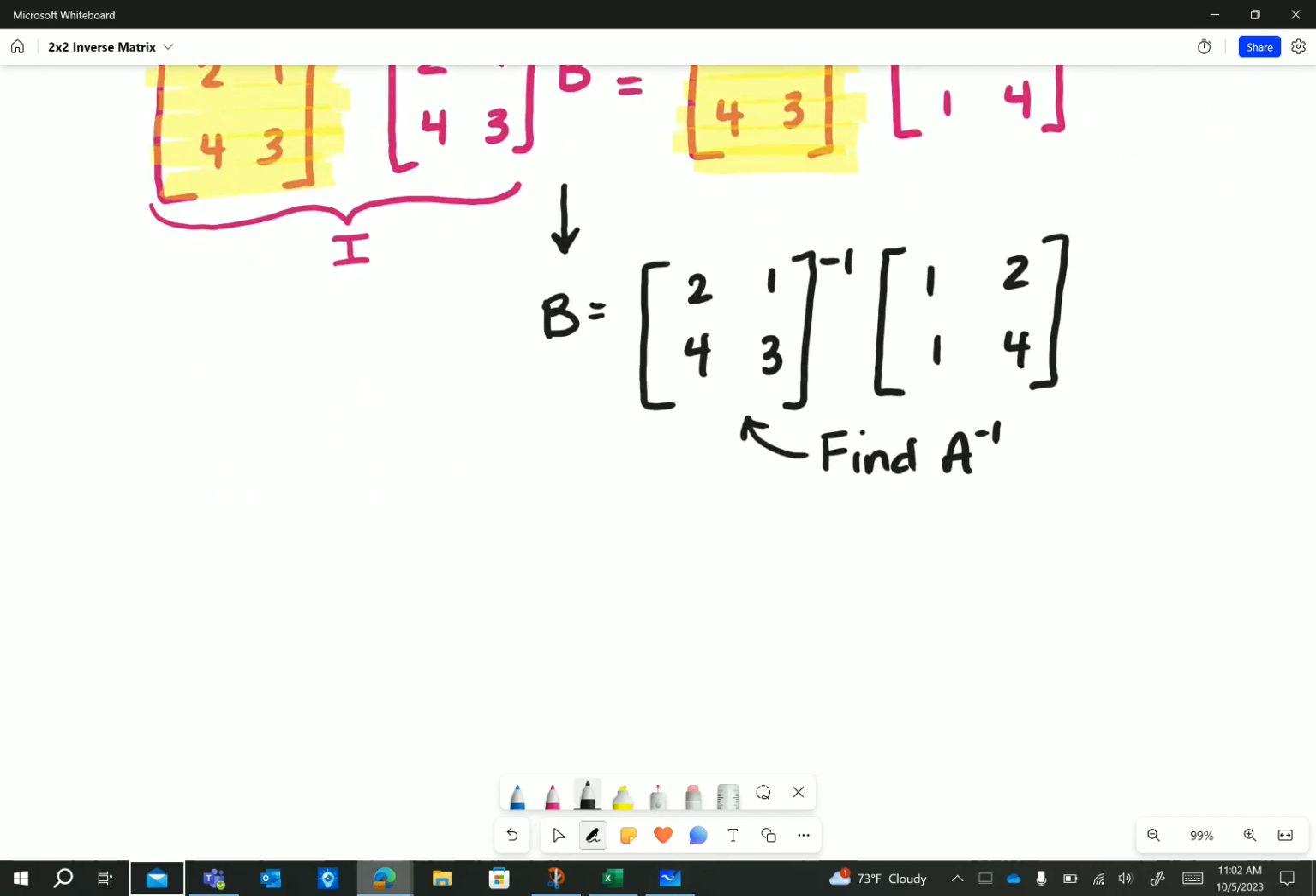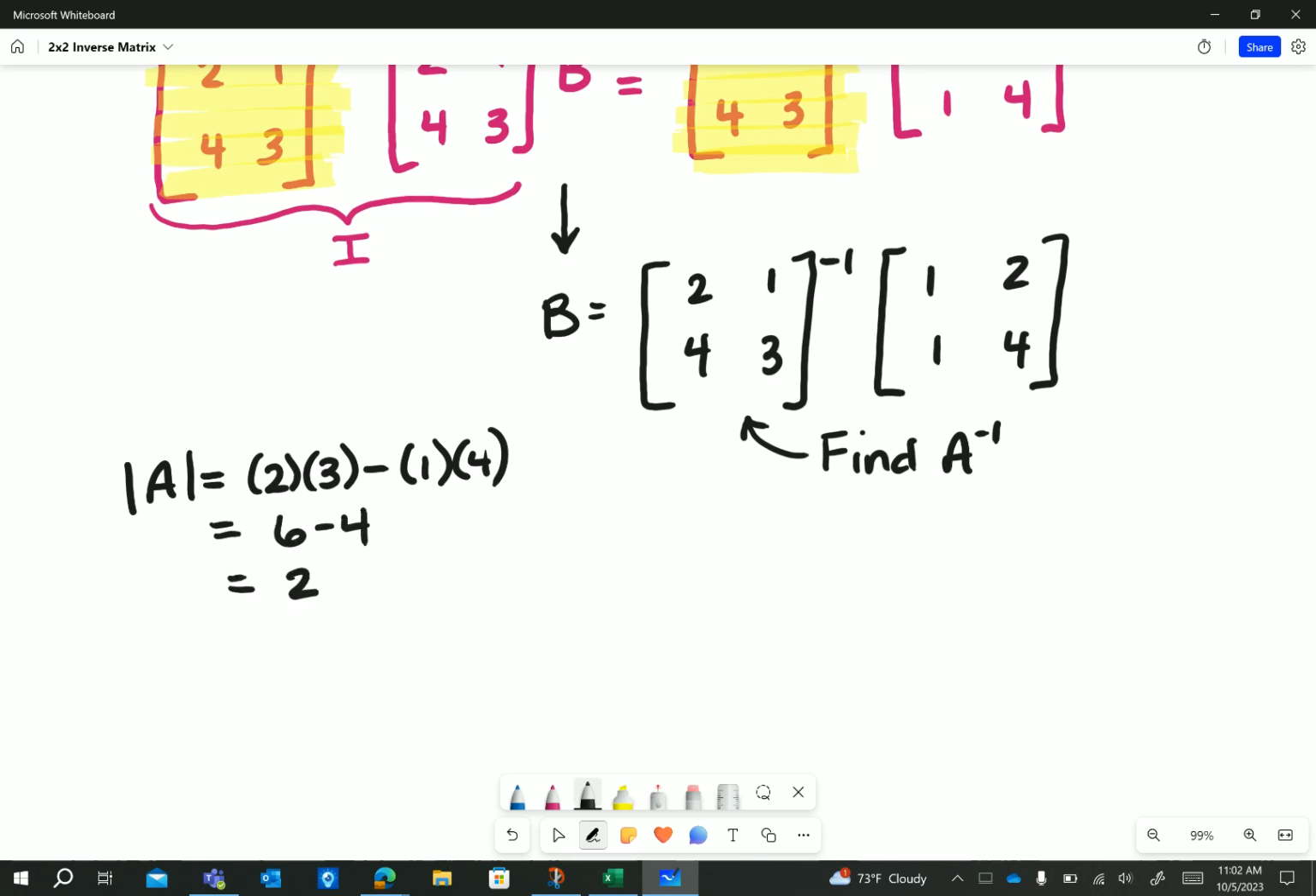So first thing I need to do is find the determinant. The determinant of A is going to be 2 times 3 minus 1 times 4, which is 6 minus 4, which is 2. So determinant A is 2. And now my A inverse, which is what I'm looking for, is going to be 1 over 2.